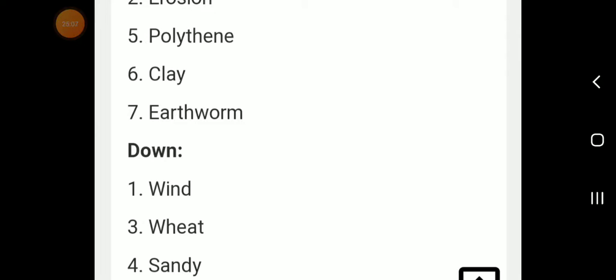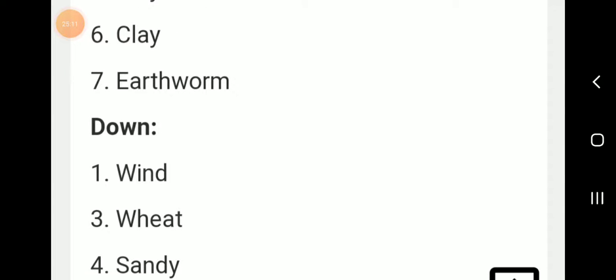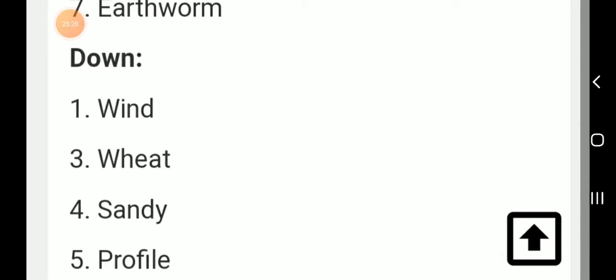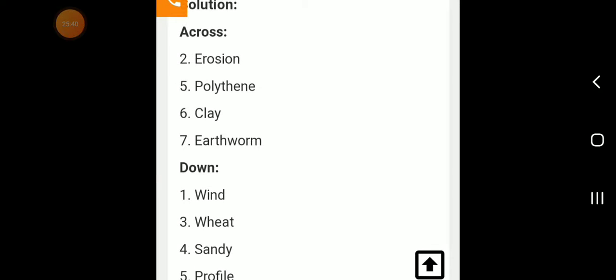Clay. Next, which one is the living organism in soil? Earthworm. Next, down: the first question. In desert, soil erosion occurs through wind. Third question: clay and loam are suitable for cereals like wheat. Fourth one: this type of soil can hold very little water. Sandy soil. Next question: collective name for layers of soil profile. That's all.